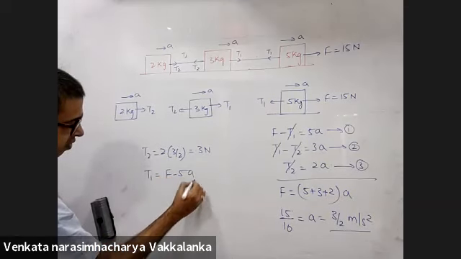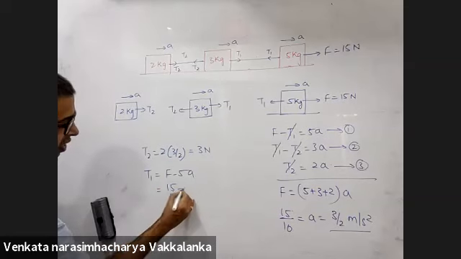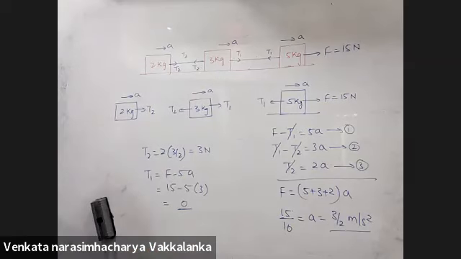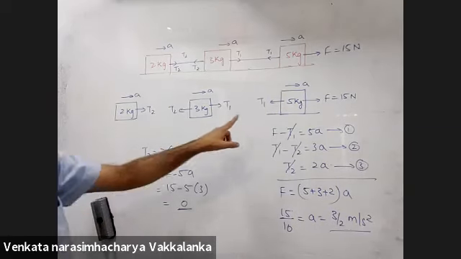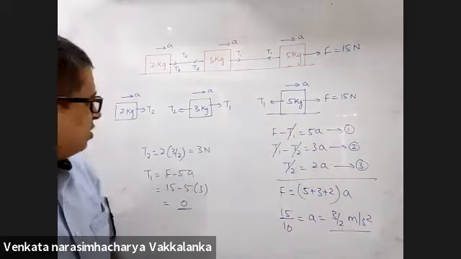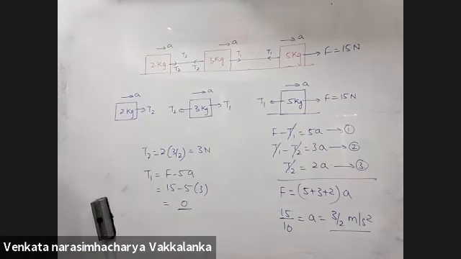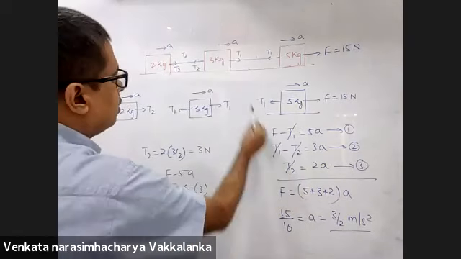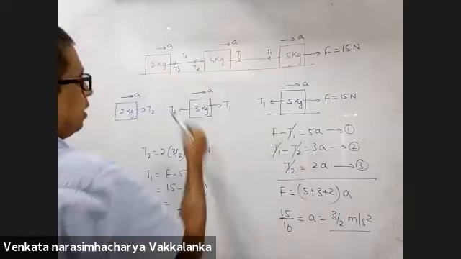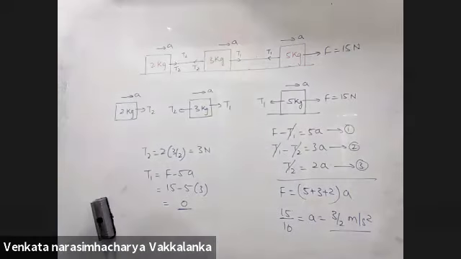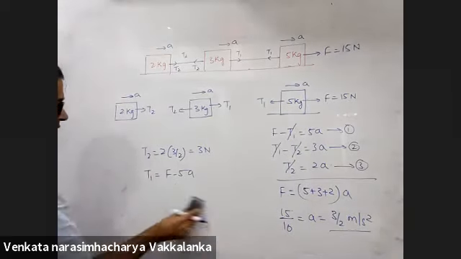T1 is F minus 5A. F is 15 Newton, right? Incidentally, T1 becomes 0 if I have done the calculation correctly. No, T1 doesn't become 0 here. I have gone wrong somewhere. F minus T1, sorry. T1 minus T2 is 3 into A. T2 is 2 into A. Acceleration I have taken wrong, right?